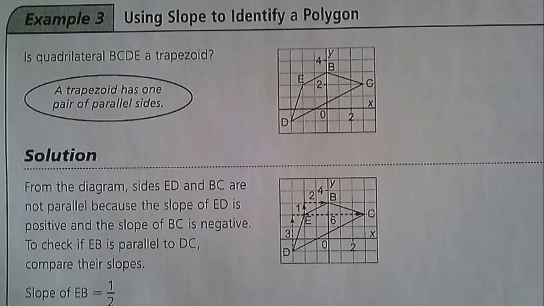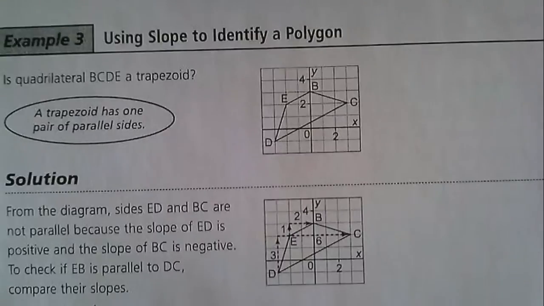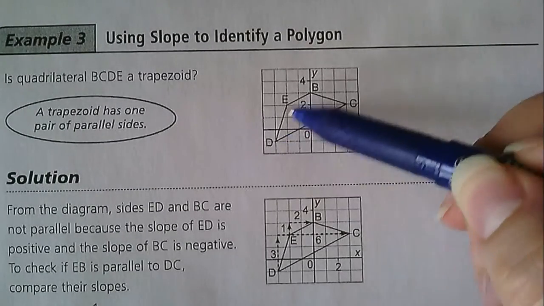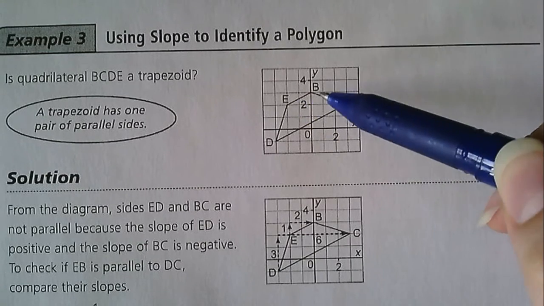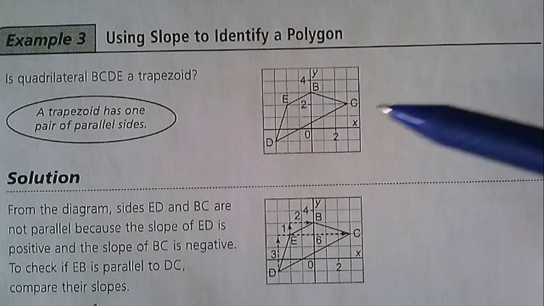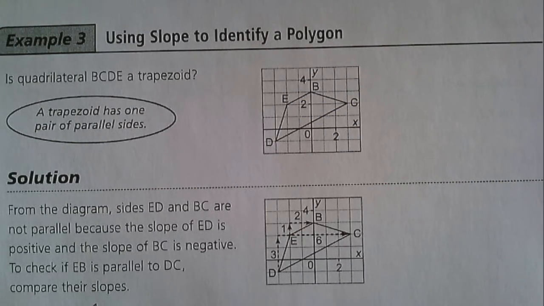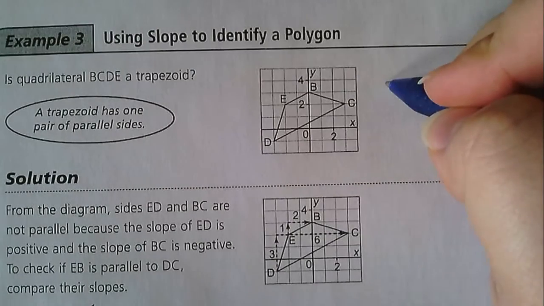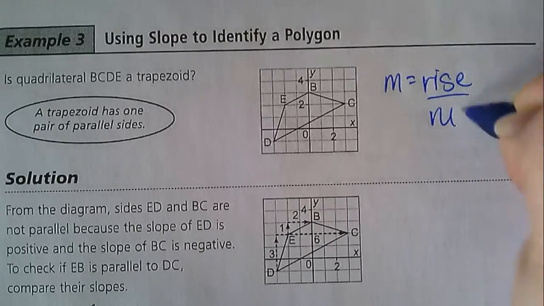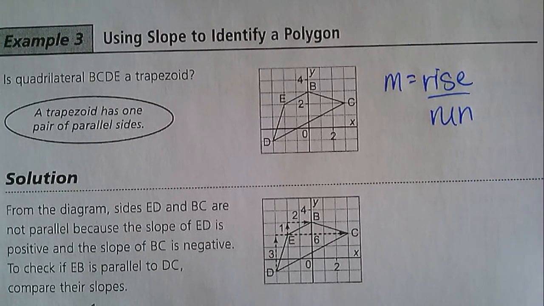This first one says, is quadrilateral BCDE a trapezoid? A trapezoid is a shape that has a set of parallel lines. So let's take a look to see if any of these lines in the diagram are parallel. If we look at DE and BC, those lines are definitely not parallel. EB and DC possibly could be, though. So let's check to see if they are. We're going to find the slope of each of these lines. Remember, rise over run. We're going to use the slope to check.